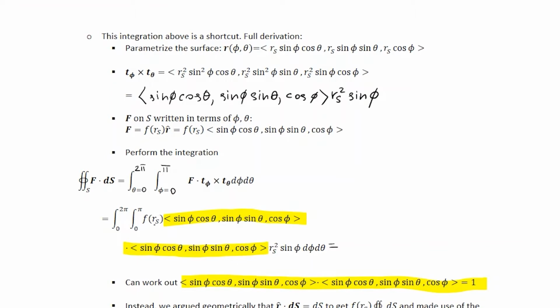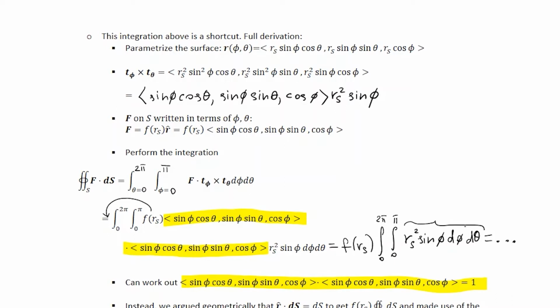So then you take f of rs, you can take it out of the integral. You would get f of rs times the integral from 0 to 2 pi, the integral from 0 to pi, of rs squared sine phi d phi d theta, and then you can proceed with integrating this. Now this part, if you've done the calculation before, you'll recognize is exactly the scalar surface element for the integration over the surface of the sphere.